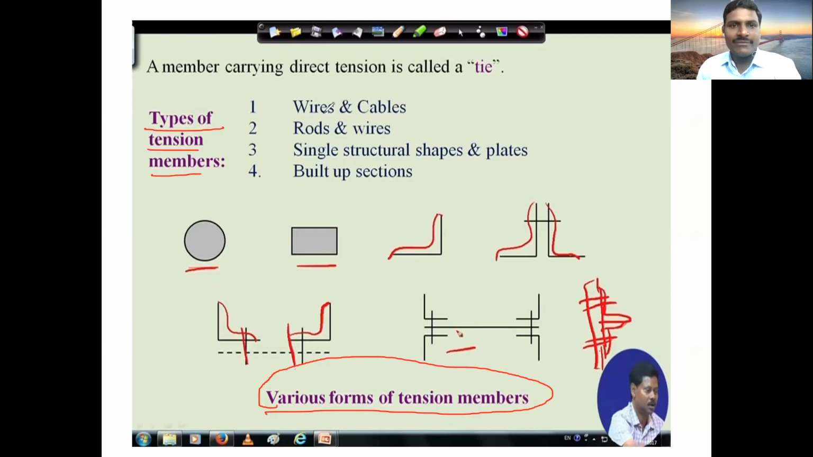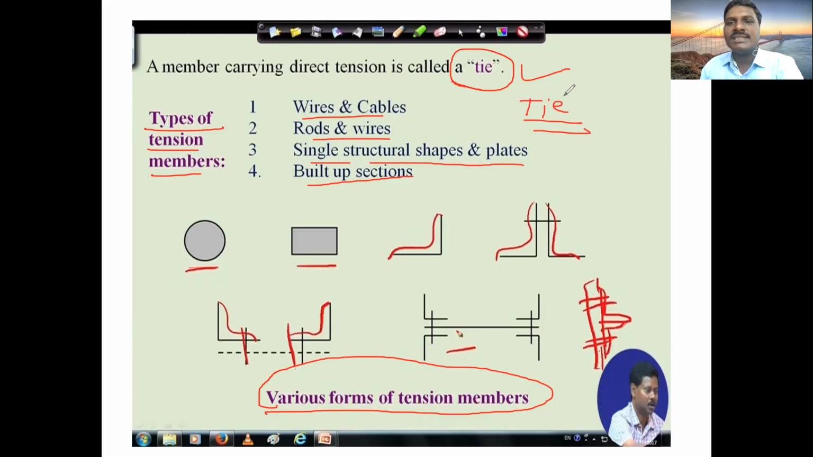So write down number 1, wires and cables. Number 2, rods and wires. Number 3, single structural shape and plates. And number 4, built up sections. And this tension member we are also calling a tie member. The word written is tie, T-I-E. Sometimes in examples they have written tie member. Tie member is nothing but tension member.